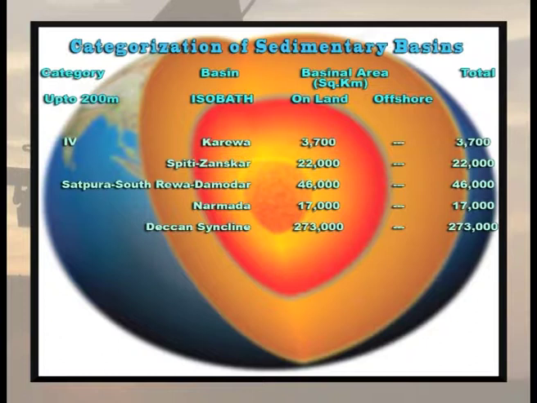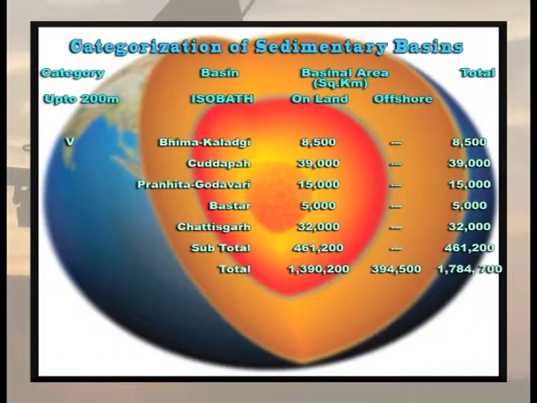Total is 46,000. Next is Narmada, which has 17,000 on land, no offshore. Total is 17,000. Next is Deccan Syneclise, which has 2,73,000 on land, no offshore. Total is 2,73,000. Next in section 5 we have Bhima Kaladgi, which has 8,500 on land, no offshore. Total is 8,500. Kadapa has 39,000 on land, no offshore. Total is 39,000.